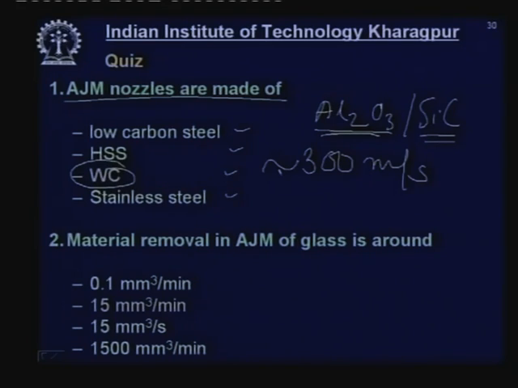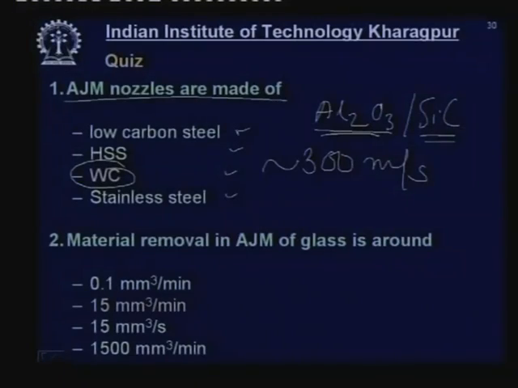That means it will wear out so fast, you have to change the nozzle quite often. So, you should use a very wear resistant material for building the nozzle. Out of the listed materials here, tungsten carbide is the most wear resistant material. Low carbon steel, even HSS cannot provide such amount of wear resistance. So, this is your proper answer. Now, let us go to the next question.